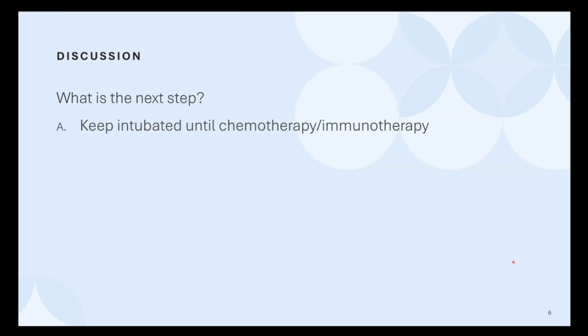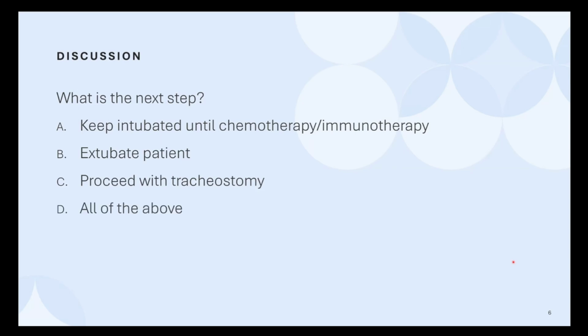So the discussion now is, what is the next step? What do you want to do for him? Do you keep him intubated until he gets the chemo or some immunotherapy? Or do you extubate the patient at this point because he's obeying commands and on low settings? Do you want to skip straight to tracheostomy? Do you want to do all of the above? You can't do all of the above, right? So how many of you will want to do, a show of hands? Nobody wants to keep him intubated.